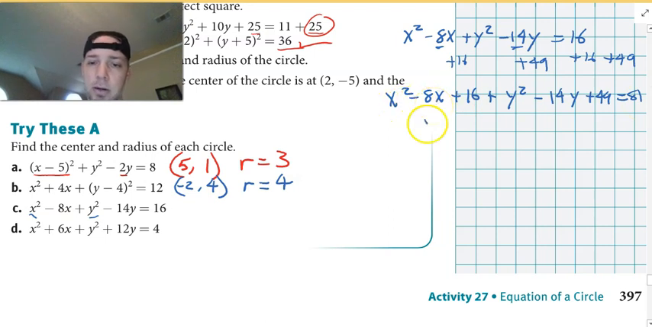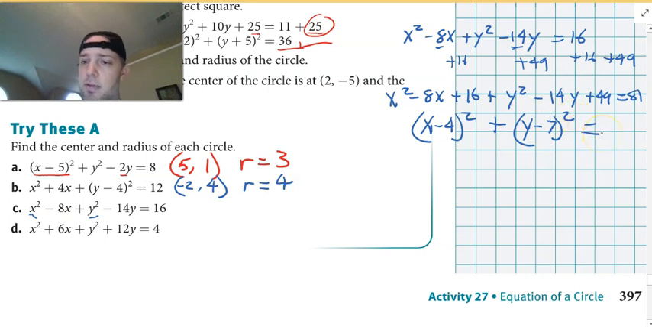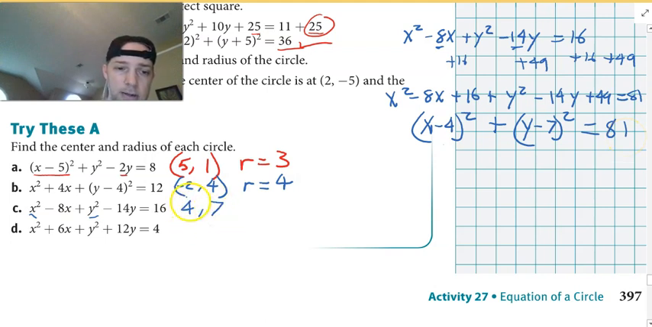So completing the square, I do now have factors of x minus half of b, so x minus 4 squared, plus y minus 7, half of b, so y minus 7 squared equals square root of 81, so 9. So I end up with the center being at positive 4, positive 7, and the radius is going to equal 9 over there. So 4, 7, and radius equals square root of 81, or 9 on there.